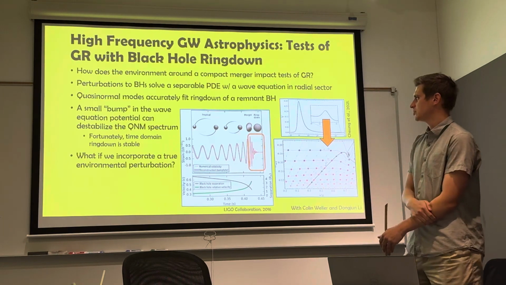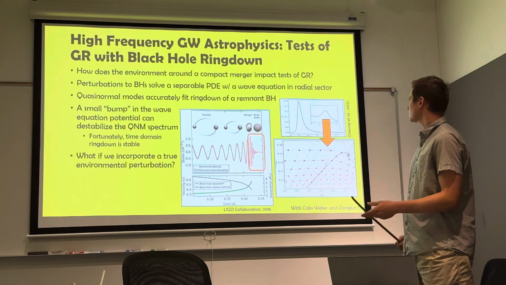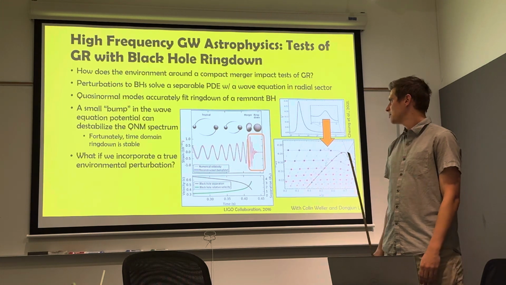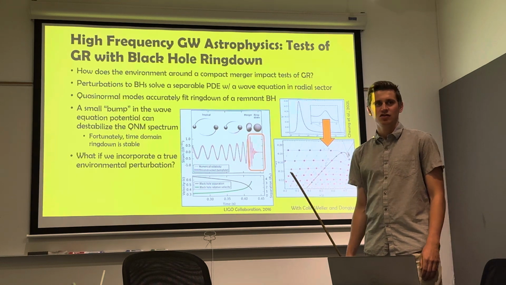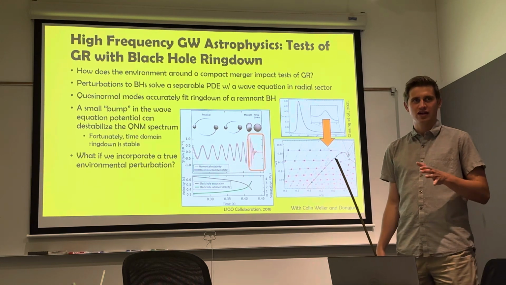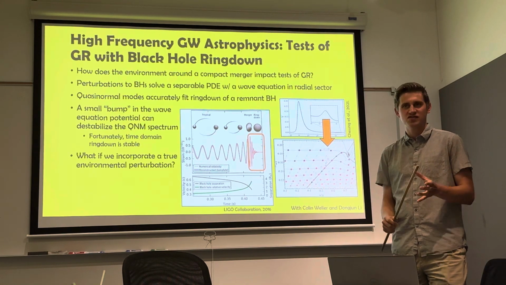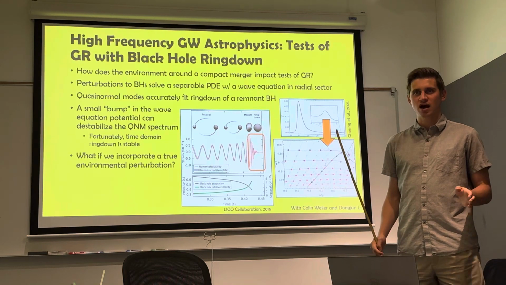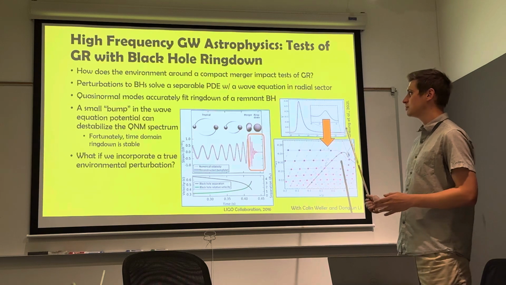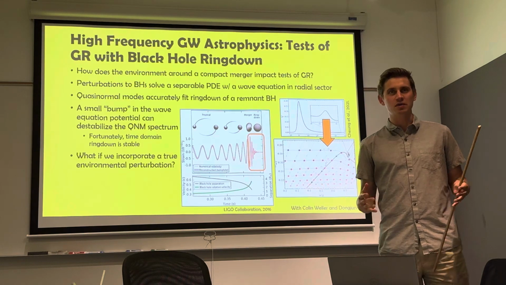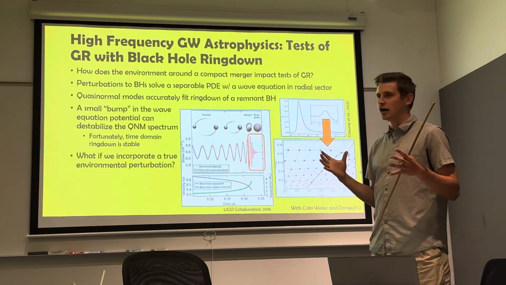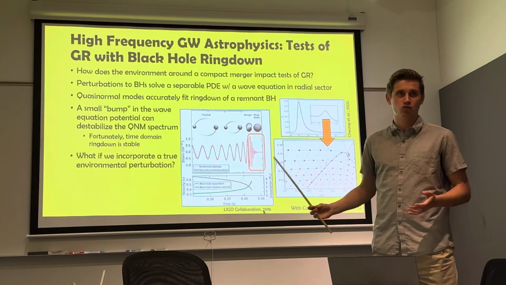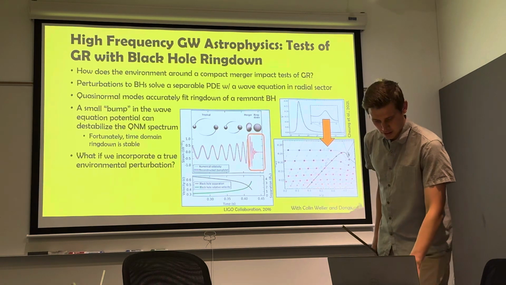Now, what I was interested in answering here is, this bump is sort of ad hoc. The potential doesn't have a great correlation to the actual matter stress-energy distribution, and so this bump is a little contrived. But what if instead I replace this bump with a true perturbation to the environment? Let's actually put a shell of matter in the spacetime and see what happens with the ringdown in the QNM frequencies. All right, so that's what we did.